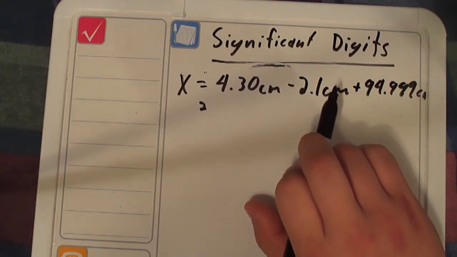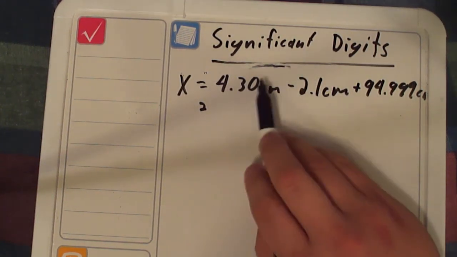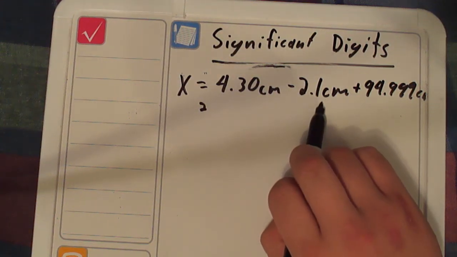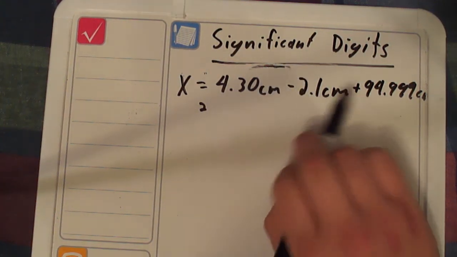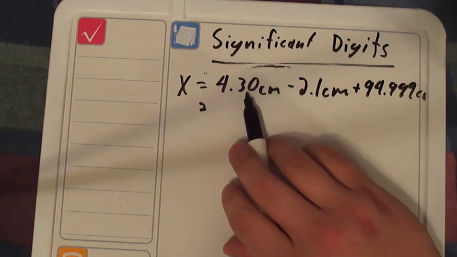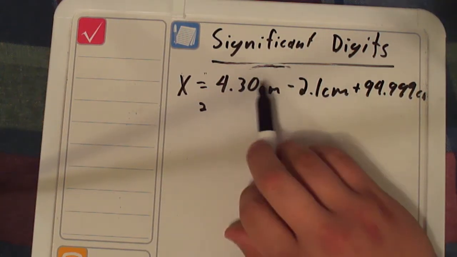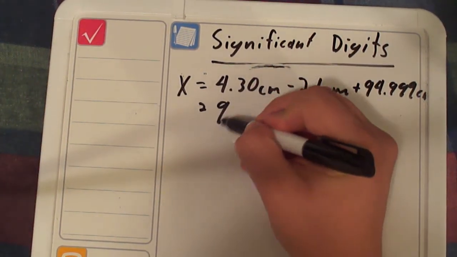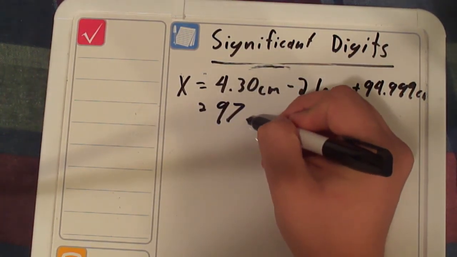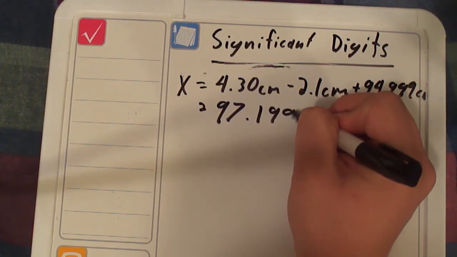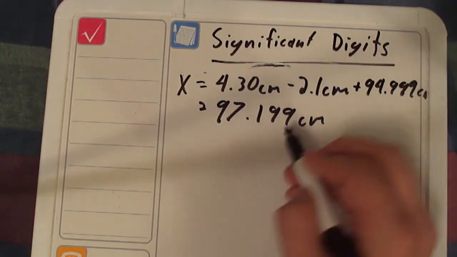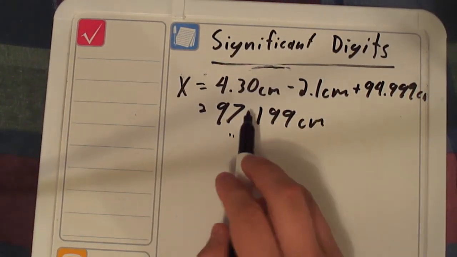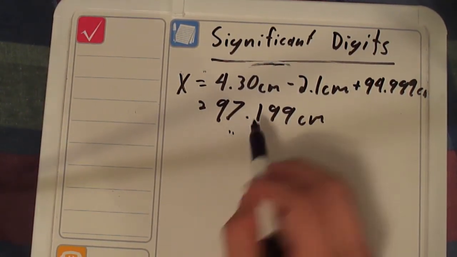96. So that's 96. 3 minus 1 is 2. Plus 9 is adding a 1. Sorry, I'm just doing this in my head, whatever. You get 97.199 centimeters. That is not your final answer though, because we have to take into consideration significant digits.